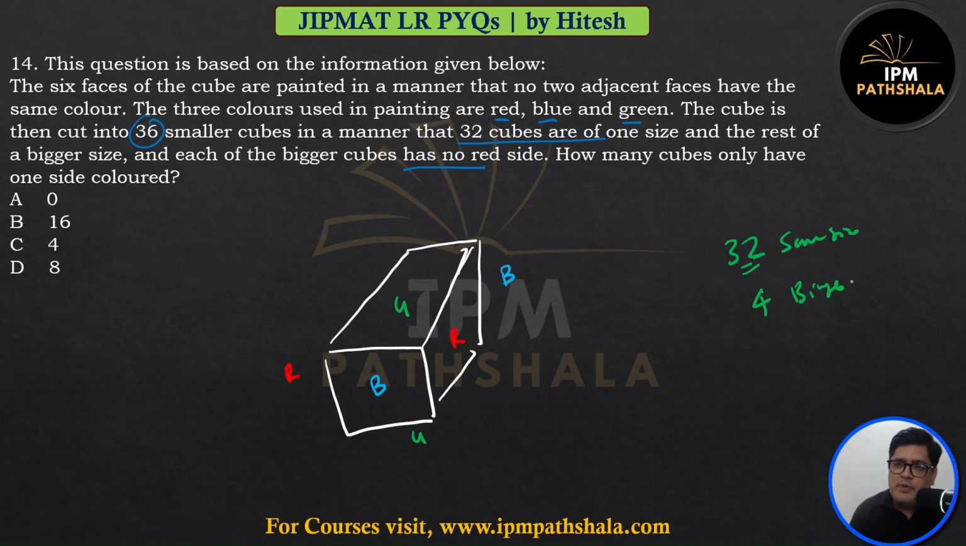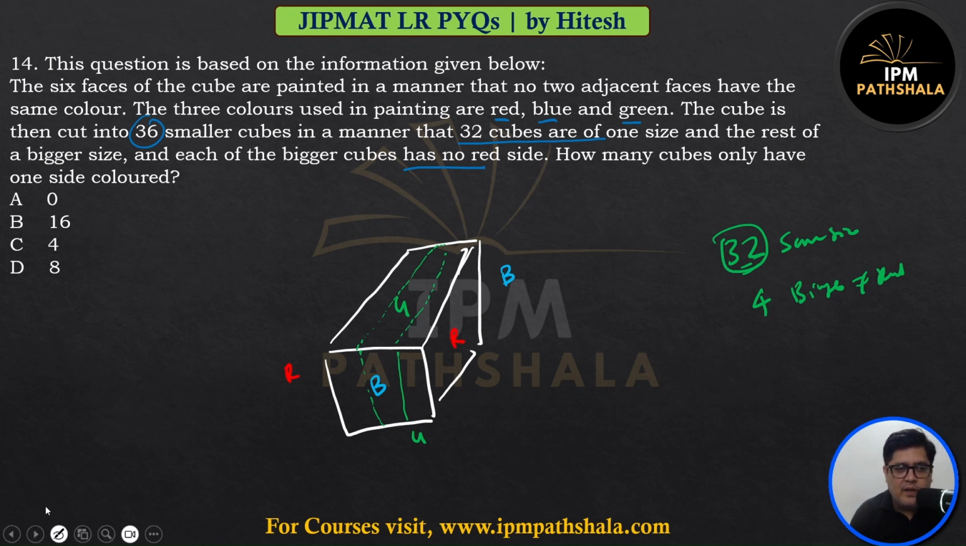Also, the big cubes cannot have any red color on them. That means those big cubes will be cut in such a manner that they are part of this space. Now, how are they cut? We don't care. They'll be cut here. Now, how can I create 32? See, look at the red surface.